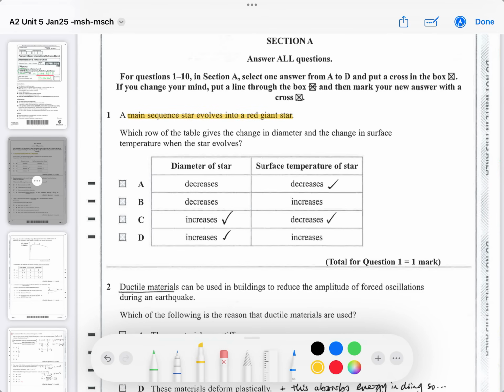So this is about a main sequence star and its evolution into a red giant star. Okay, so which row of the table gives the change in diameter and also the change in surface temperature of the star when it evolves from a main sequence to a red giant? So the diameter of the star, obviously in the red giant, by its name, you can work out that it must increase. So it's got to be C or D.